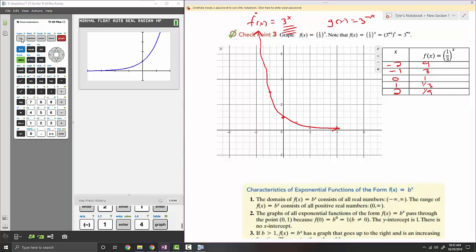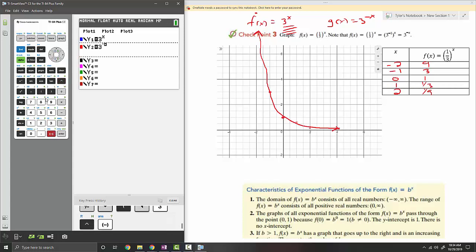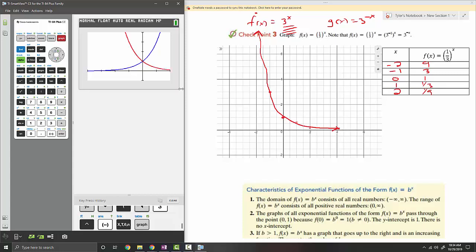So if I go into my graphing calculator, I'm just going to graph 3 to the -x, right? Graph that on the same axis, and you can see how that mirror image is happening between the graphs.